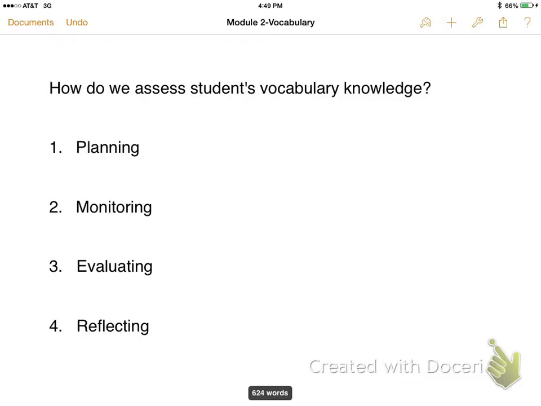And then the last way to assess students' vocabulary knowledge is for you as the teacher to reflect on your effectiveness as an instructor. Reflect on your teaching. How could it be better? What could I do? How could I make this more memorable or visual for the students so that they remember it? So how do I assess the students' knowledge?